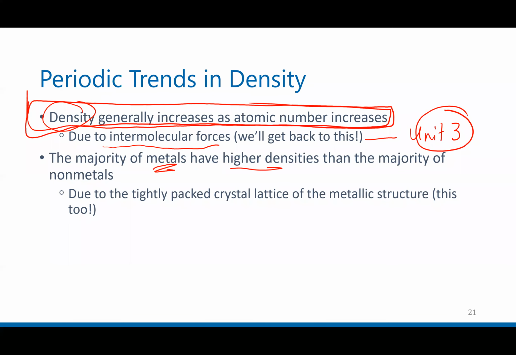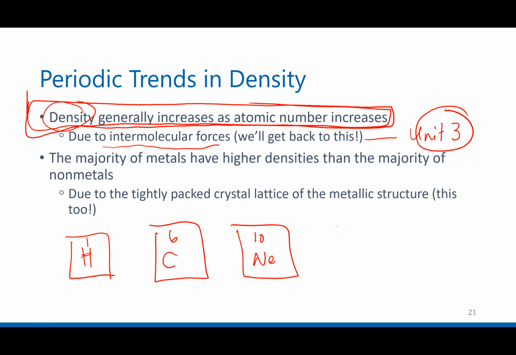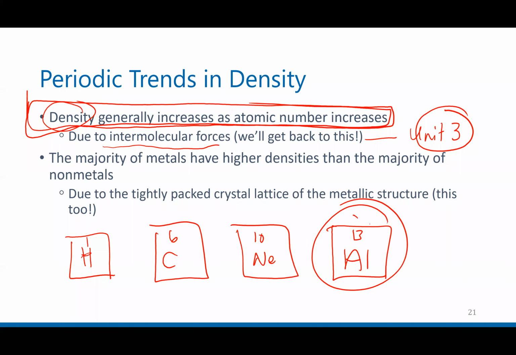Metals typically have higher densities than non-metals, but really all you need to know for this slide, this trend, is that density increases as atomic number increases. So if I gave you a list of atoms, here's hydrogen, that's number 1. Here's carbon, that's 6. Neon is 10, aluminum is 13. Which of these would have the highest density? Hydrogen, carbon, neon, aluminum. Aluminum. Aluminum, thank you. Aluminum is the most dense. Perfect. That's all you need to know.